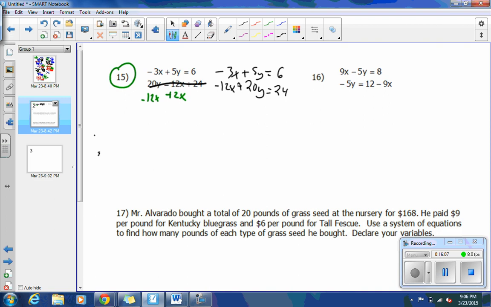So it looks like negative 3 to negative 12. We'll multiply that by 4. How about?